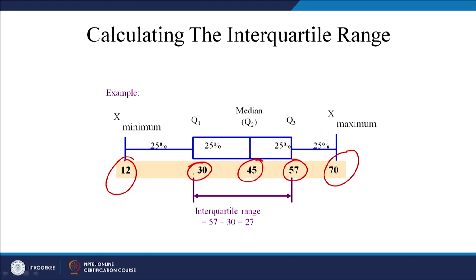So, how did we find Q1? It is just (n plus 1) by 4. After putting n in this formula, we calculated Q1 and Q1 was 30, Q3 57. So, IQR would be 27. The difference between Q3 minus Q1 is IQR. So, this was about quartile.